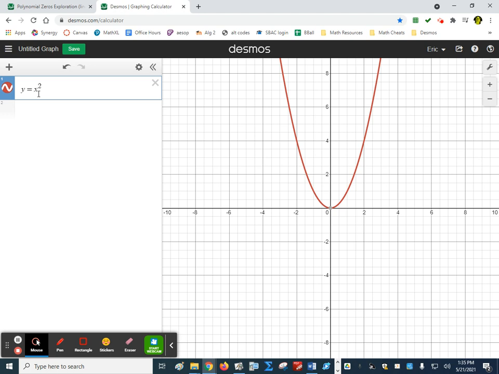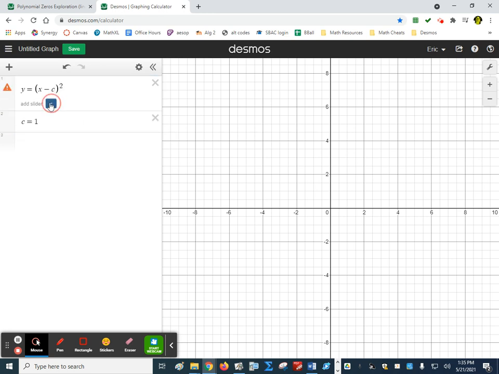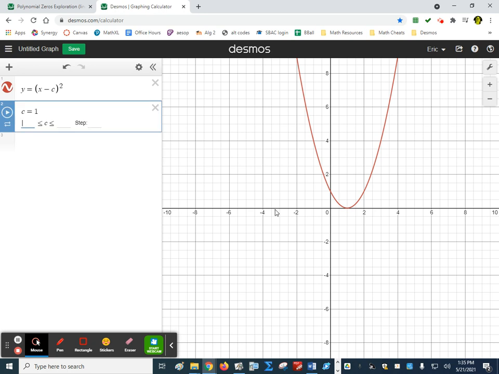And what if, instead of an x, I make that the quantity x minus c, squared, and I add a value for c. If c is 1, then it's got an x-intercept at 1, 0, right? If I make c something like 4, then it just slides. We know that's just transformation, right? Whatever I subtract from x tells me how far I move it to the right.